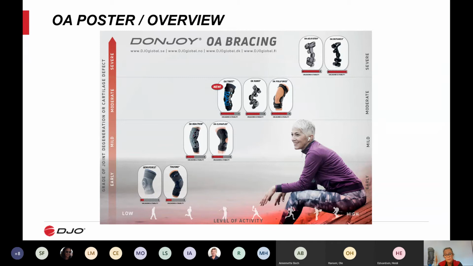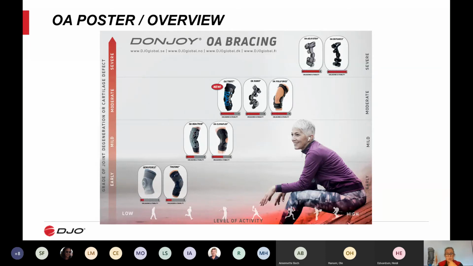And the early braces, yeah, we call them braces. We have the Genoforce and the Trizone, which is actually quite good when people maybe have a little bit of tendency in the knee and are not in severe pain, but it gives a very good compression around the knee and gets them to move the muscles a little bit better.